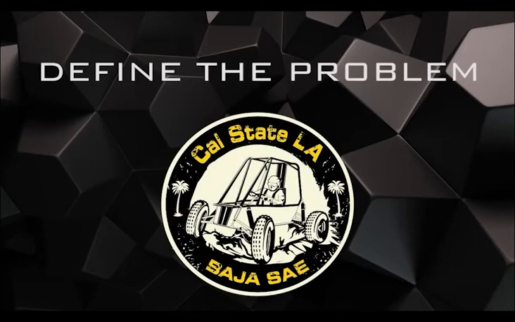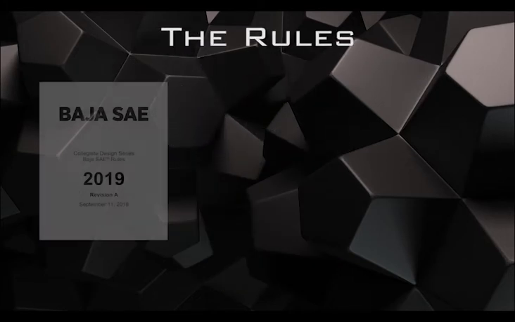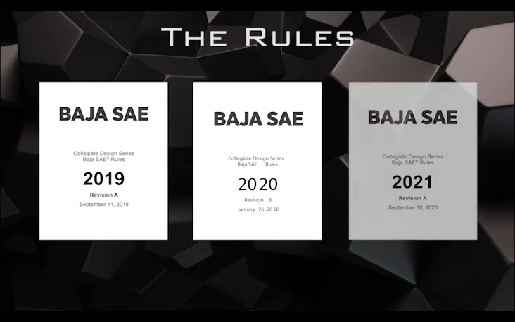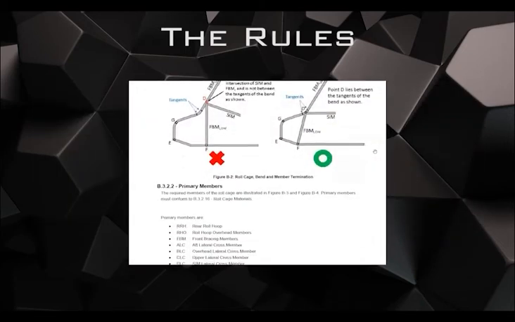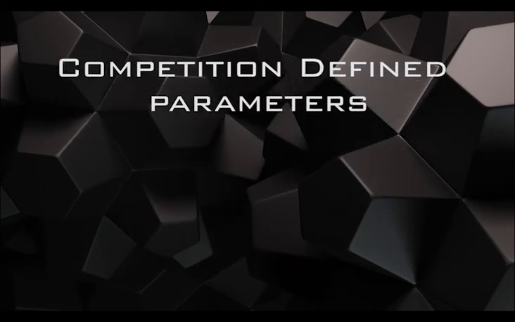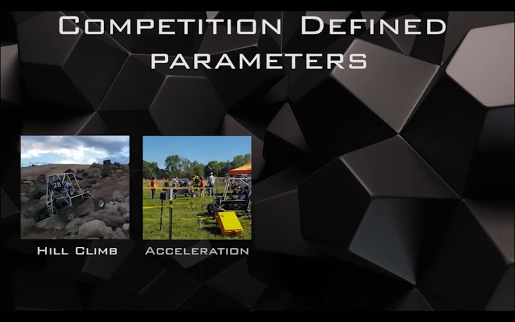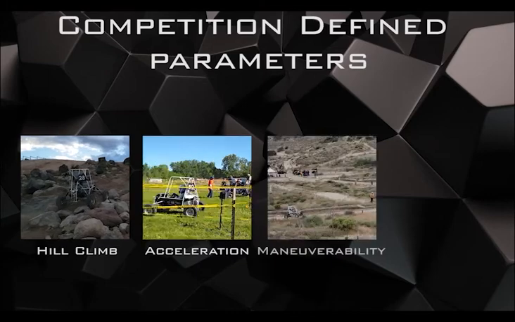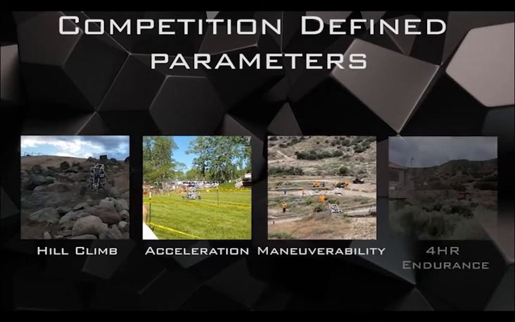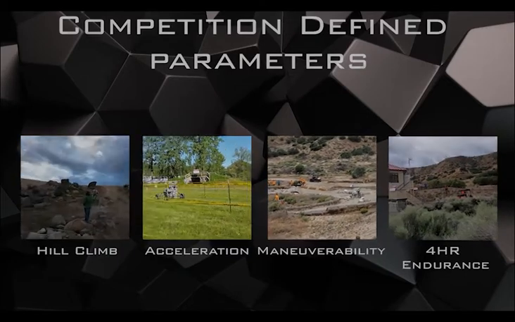In Baja, what we do to define the problem is explore all the different avenues that will determine what our designs will become. We usually begin with the rules. Baja SAE every year releases the rules for that year's competition. These rules have the restrictions and parameters that the vehicle needs to meet in order to compete. Along with the rules, the competition has a set of dynamic events that consist of a hill climb, acceleration, maneuverability, and a 4-hour endurance race. These specific events also define part of the requirements.